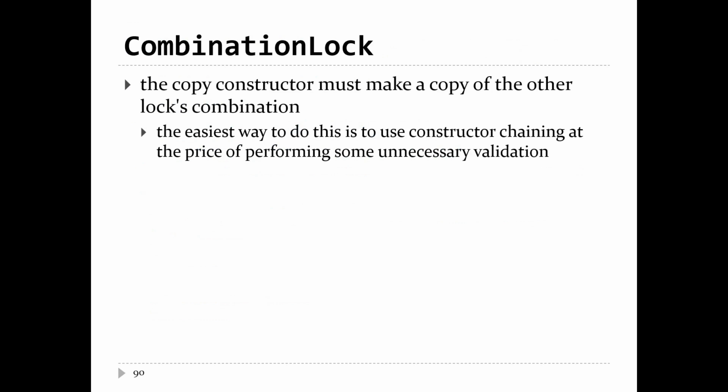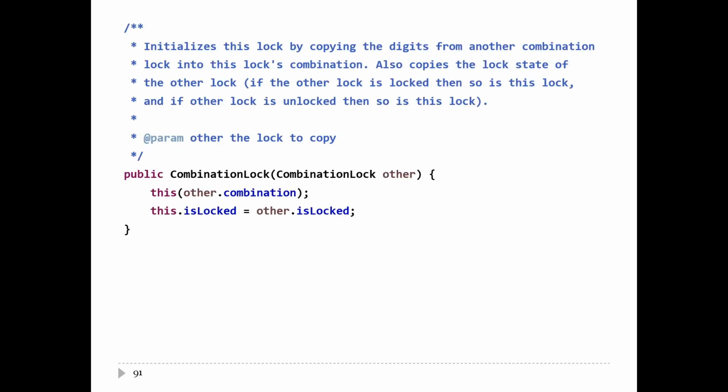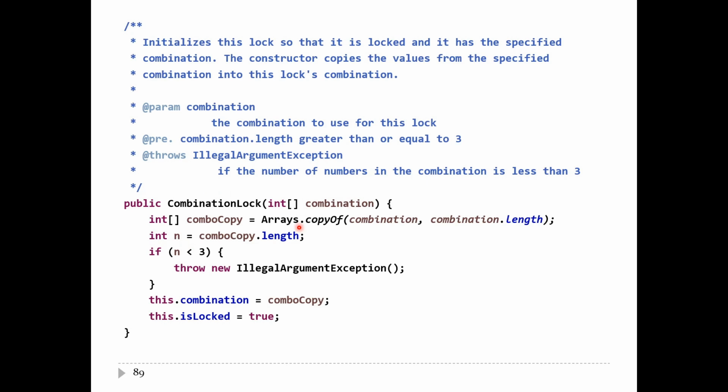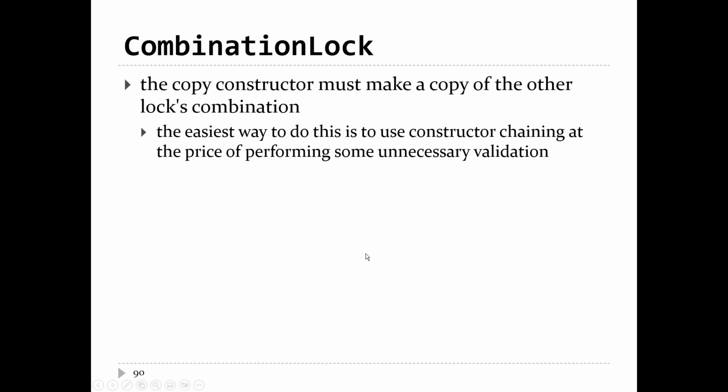If you have a copy constructor, then you have to make a copy of the other lock's combination. The easiest way to do this is just to use constructor chaining. So the copy constructor copies the state of that lock. It copies its combination, and it copies the locked state of the other lock. So the easiest way to copy the combination is to just call the other constructor using chaining. So that calls this constructor here. This constructor here makes a copy of the combination and sets this combination to the copy.